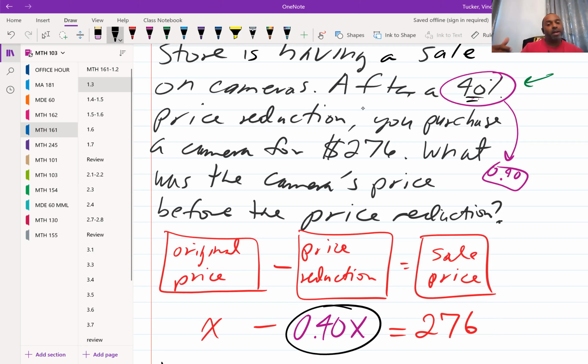40% of mathematically means multiplication. So this is 40% times the original amount. Our original amount is X because we don't know it. So this is 0.40X, and then that'll be equal to 276. So, questions on that setup before we go to the next part of this?